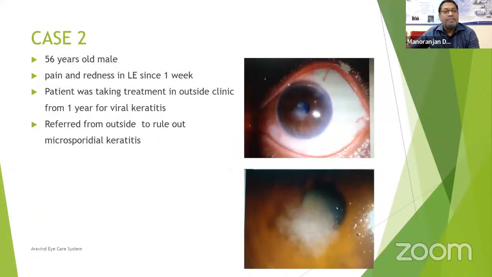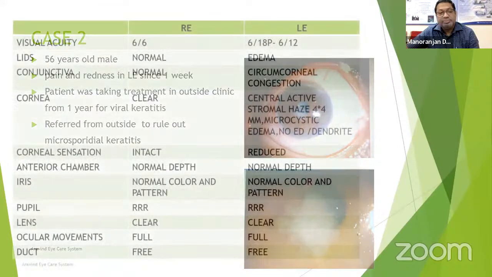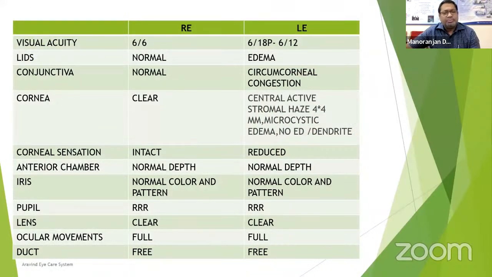Next case, a 56-year-old male patient presented to us with pain and redness in the left eye since 1 week. He was referred from outside to us to rule out microsporidial keratitis. Visual acuity and anterior segment in the right eye were normal. Left eye had 6/18 partial improved to 6/12. Conjunctiva had circumcorneal congestion. Cornea had central active stromal haze 4 by 4 mm, microcystic edema, and corneal sensation was reduced. Rest of the anterior segment was normal.